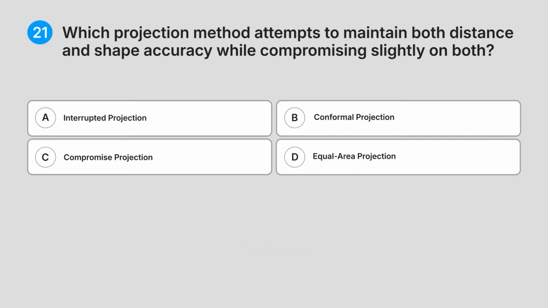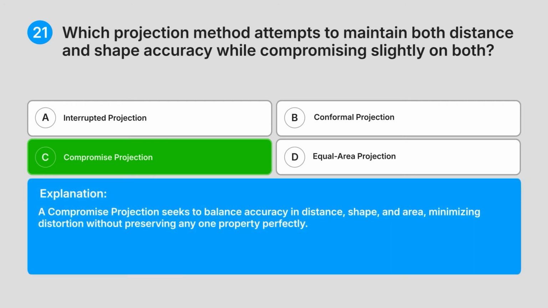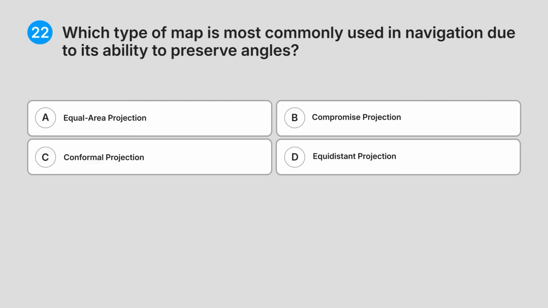Correct answer. C. Compromise projection. Explanation. A compromise projection seeks to balance accuracy in distance, shape, and area, minimizing distortion without preserving any one property perfectly.